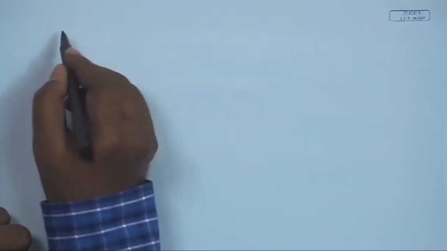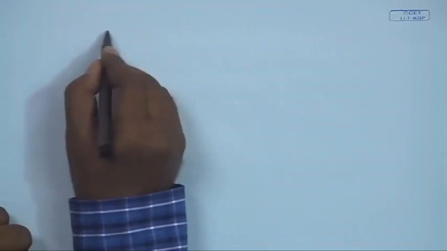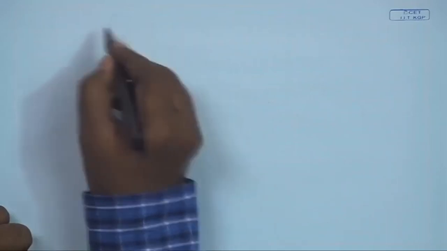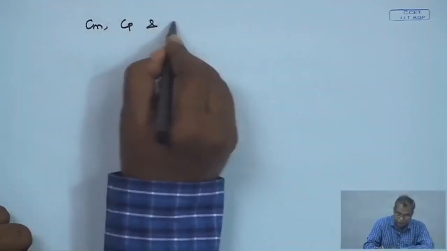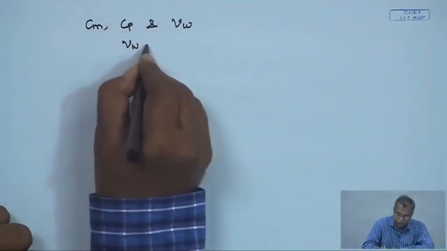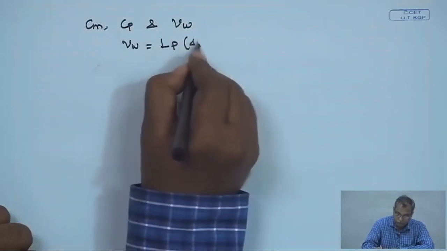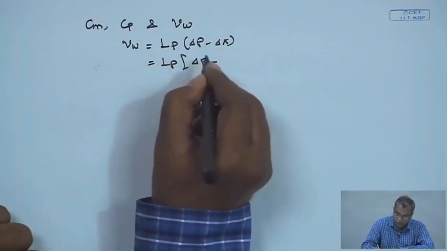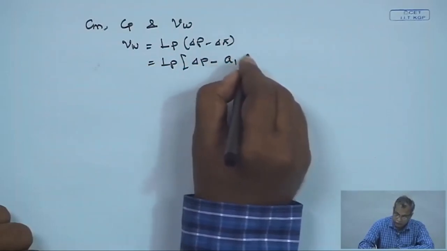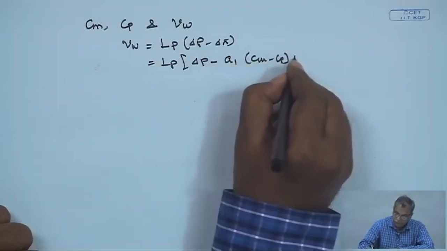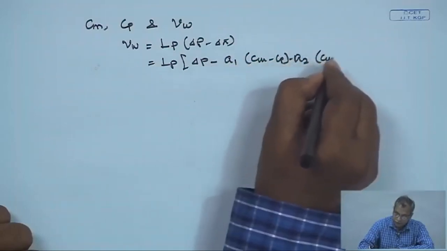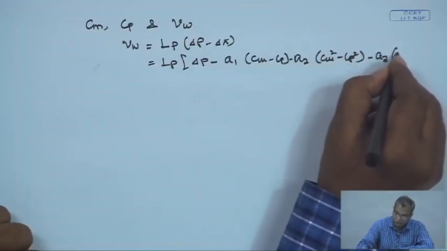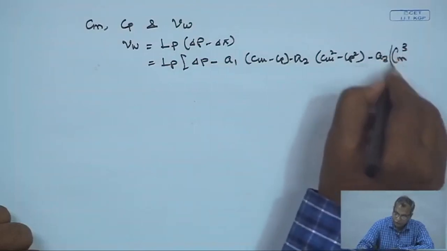Okay, so let us continue with the osmotic pressure model. The third equation that we have already found out. Let's write down the equations to solve. We have three unknowns: Cm, Cp, and permeate flux Vw. And three equations now: Vw is equal to Lp del p minus del pi, which will be essentially Lp del p minus A1 Cm minus Cp, minus A2 Cm square minus Cp square, minus A3 Cm cube minus Cp cube.